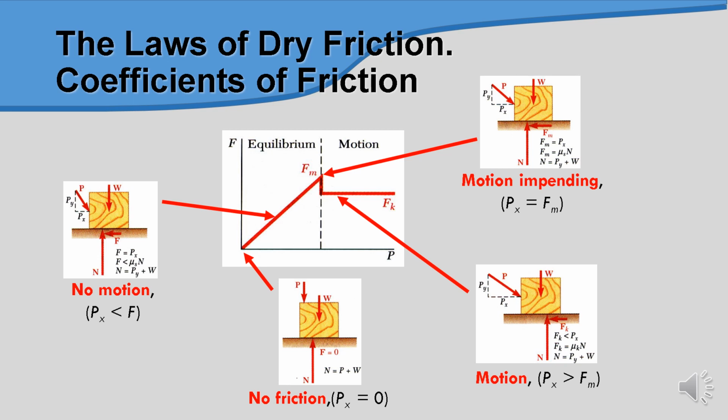So when we want to differentiate, or look at the difference between kinetic friction and static friction, the value of static friction is higher than the value of kinetic friction. In this case, the coefficient of static friction is higher than the coefficient of kinetic friction.